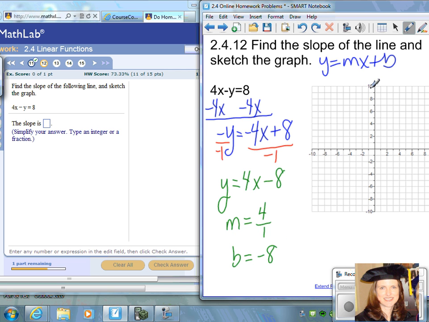We would start sketching the line at negative 8 on the y-axis, and then to get other points on the line, we would move up 1, 2, 3, 4 to the right 1. So this means you go up 4, and then to the right 1. And you can actually keep going up 4 to the right 1, up 4 to the right 1. All of those points are on the line, and you can draw a nice line through those.